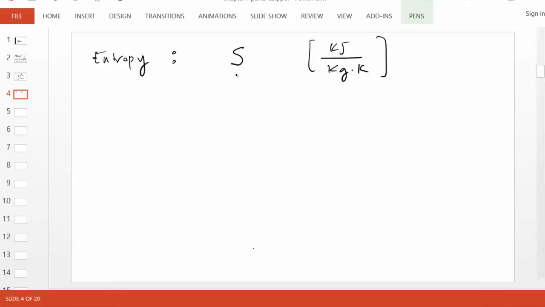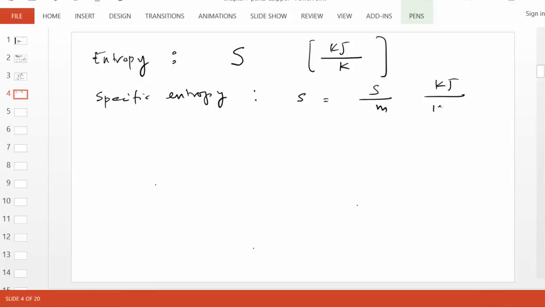And like mass, like volume, entropy also can be specific entropy expressed per unit mass, which is small s, capital S divided by m. Here the unit is kilojoule per Kelvin, and specific entropy is kilojoule per kg Kelvin. So see how you can catch your mistake. The lowercase letter will always have per kg, and the uppercase symbol will not have per kg. So it's all about just symbols.